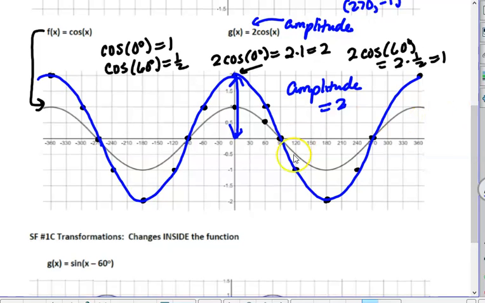Next, we're going to look at changes inside the function. We're going to leave that till the next video.